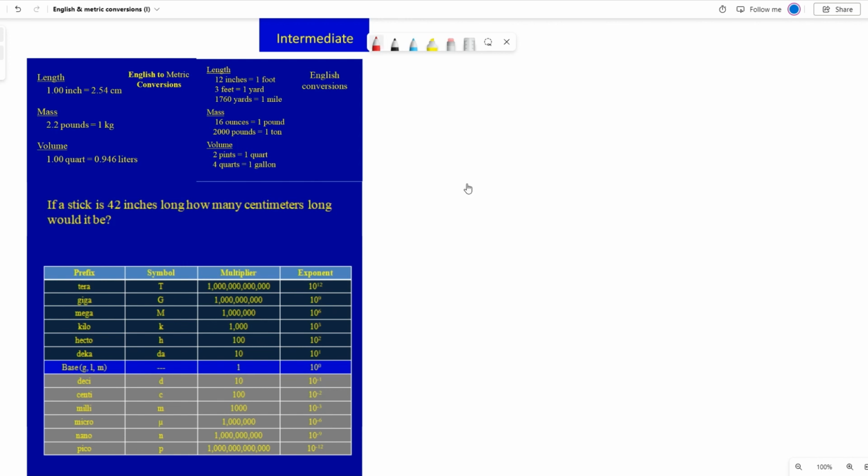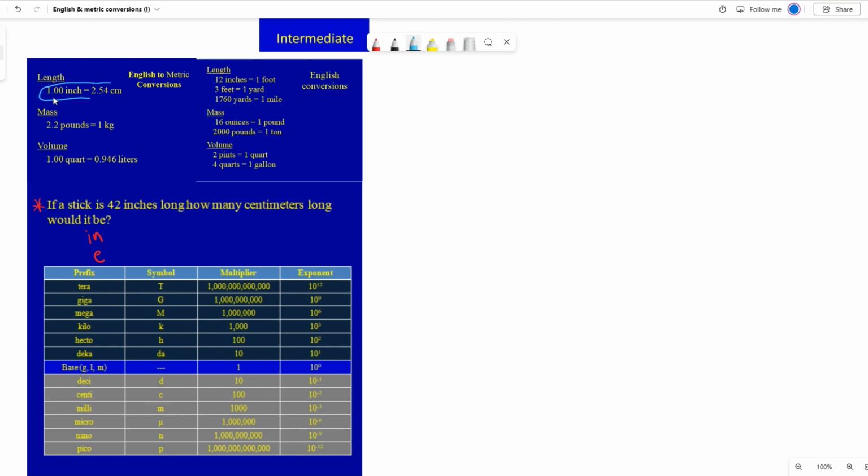So let's take a look at some problems that are converting between the English and metric systems. Let's take a look at this one here first. It says, if a stick is 42 inches long, how many centimeters long would it be? When you're doing any problem, the first thing you want to do is map out where you're starting and where you want to get to. We're starting off with inches, which is an English unit, and we want to get to centimeters, which is metric. So for the English to metric conversion, is there one for inches and centimeters? Yep, it is right there. So this is going to be a fairly easy one-step problem.